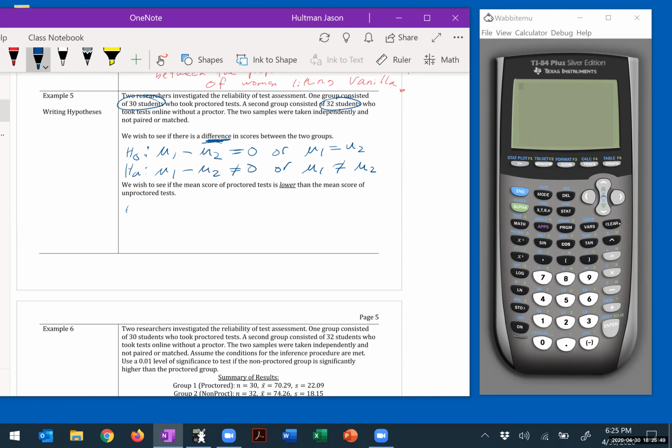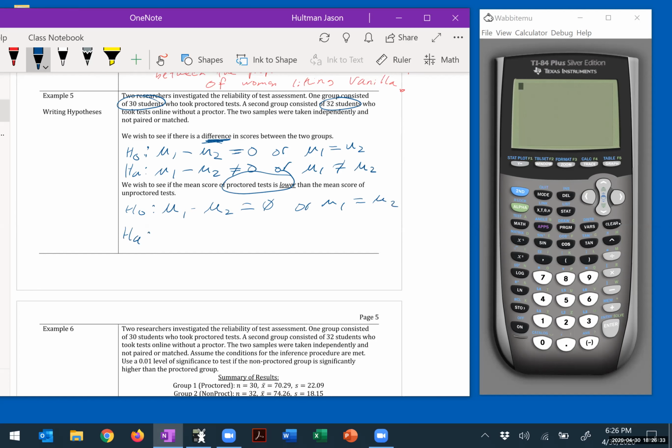Okay, what about here? We wish to see if the proctored test is lower. So what would be the proctored test being lower than the unproctored test? Well, we're calling mu1 the proctored test and mu2 the unproctored. My null doesn't change. Mu1 minus mu2, the difference of the two means, is 0, meaning there's no difference. Or we could rewrite that as mu1 is equal to mu2.